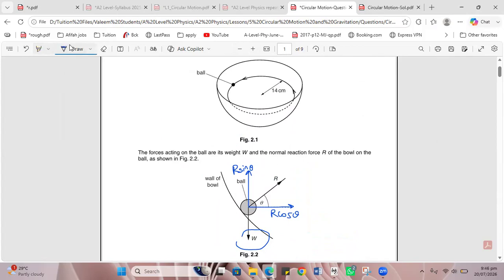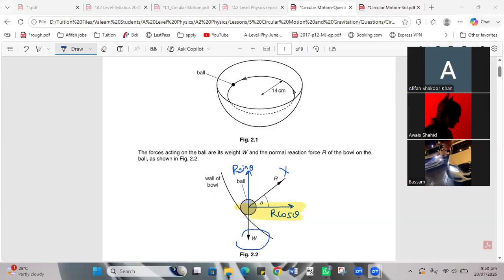See, visualize the entire bowl. This is the bowl. The ball is moving in this sort of horizontal circular motion. So whatever is providing the centripetal force must be acting towards the center of the circle. Which force is acting towards the center of the circle? The R normal reaction. R cos theta, not the normal, the cos component of the normal. Okay, no, not R, the cos component of R.